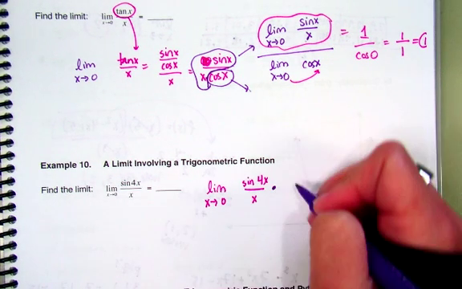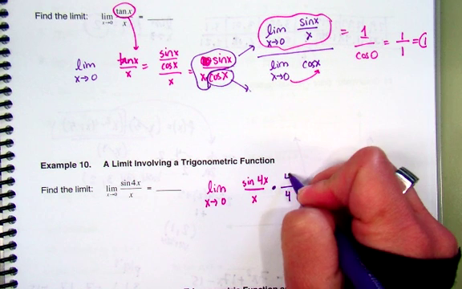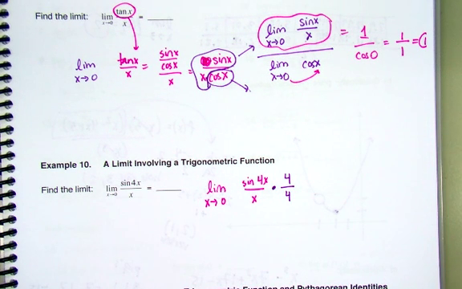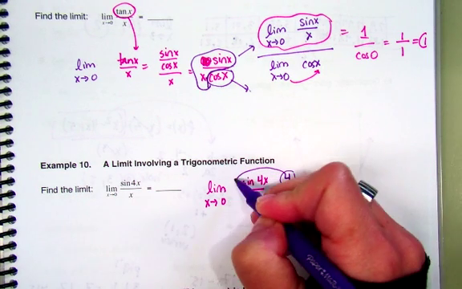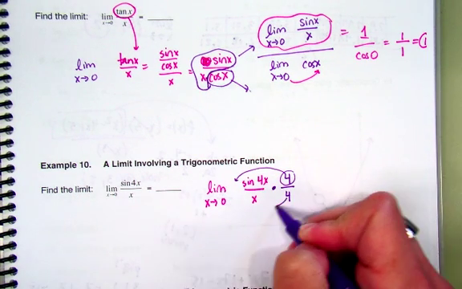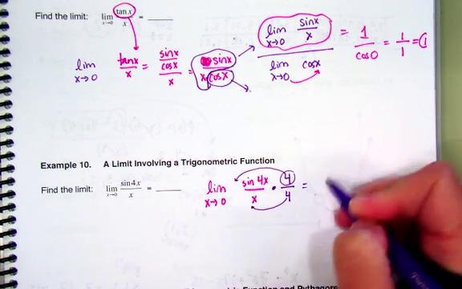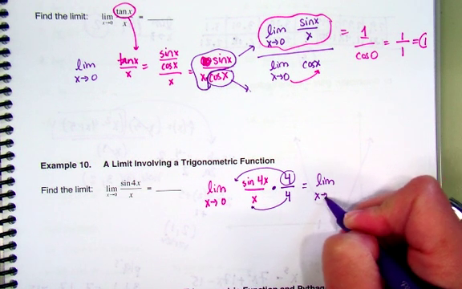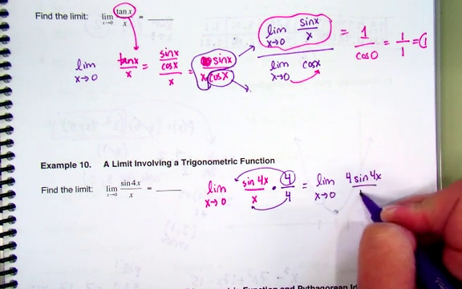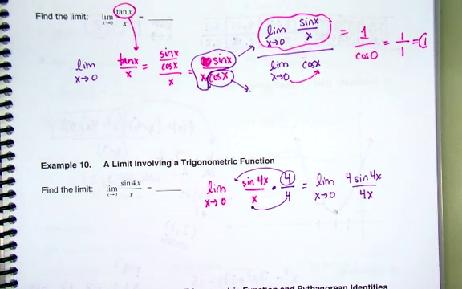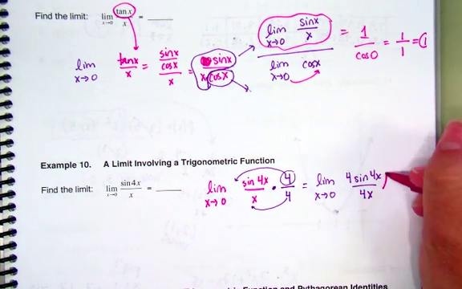But if I want to get a 4 on the bottom, I have to multiply by a 4 on the top, because multiplying by 1 is okay, right? Now that 4 on the top is just going to go out in front. The 4 on the bottom is going to come together with that x. So what I'll have now is the limit as x approaches 0 of 4 times the sine of 4x over 4x. Makes sense? And then bing, bing, bing, this is what we wanted.